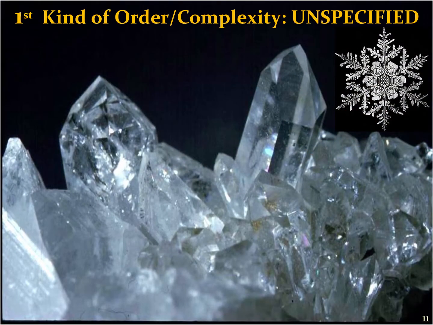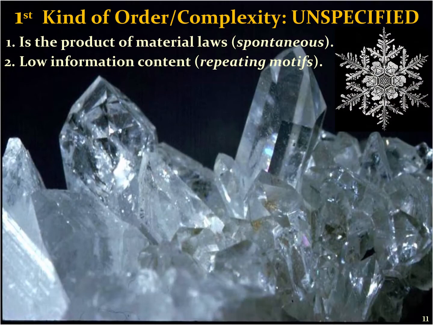And just like I started this presentation today by talking about how there are two broad categories of science, we discovered that there are two broad categories of information also. And the distinction between these is absolutely critical. So the first kind of complexity or order is called unspecified. And you have some beautiful examples here: snowflakes and all the beautiful structures that we can see, crystals that can be formed. These types of complexities are unspecified, meaning that they are the product of natural material laws.